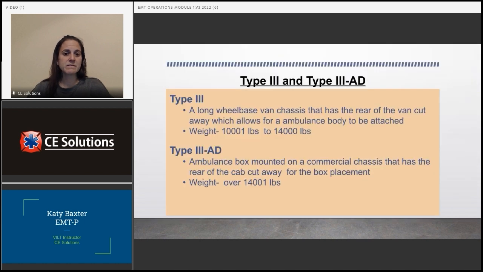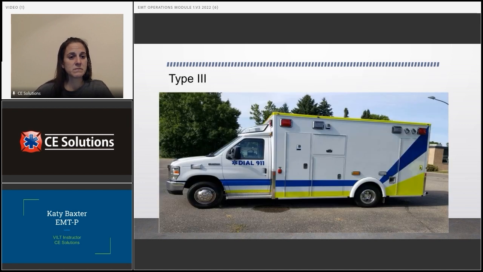Your type 3s and type 3 ADs. Type 3s are a long wheelbase van chassis, has the rear of the van cut out and away, but it allows for the ambulance body to be attached. Weight is 10,001 pounds to 14,000 pounds. Type 3 AD ambulance boxes are mounted on a commercial chassis. Has the rear of the cab cut away for box placement, over 14,001 pounds gross weight.